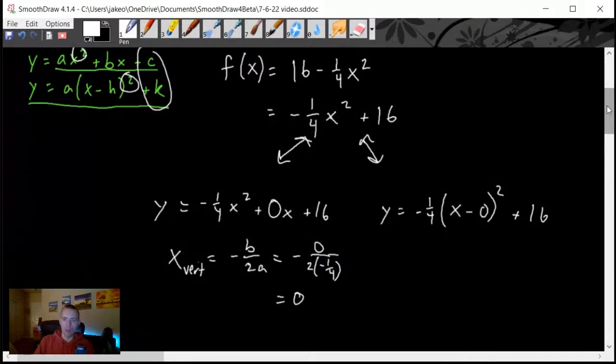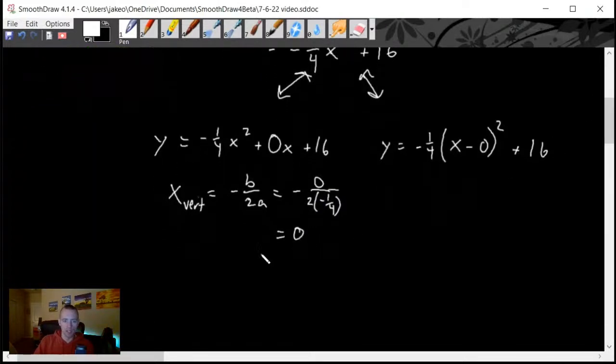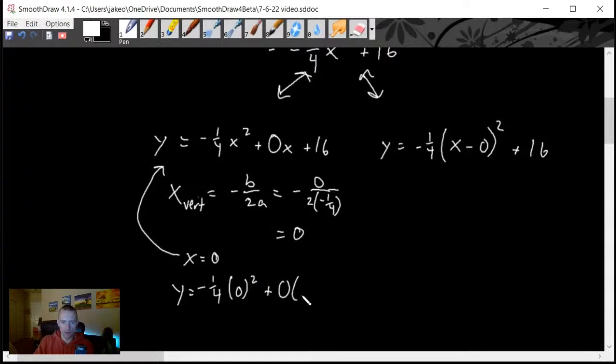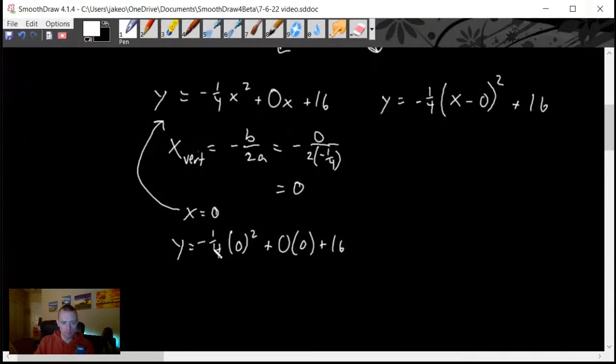Okay. And then from there, what we can do is take x equals 0 and plug it back into this equation. So that would be negative 1/4 times 0 squared plus 0 times 0 plus 16. And simplifying this down, this would just be 16. So our vertex would be at an x coordinate of 0 and a y coordinate of 16. Okay, so that's how we can do it from this standard form.